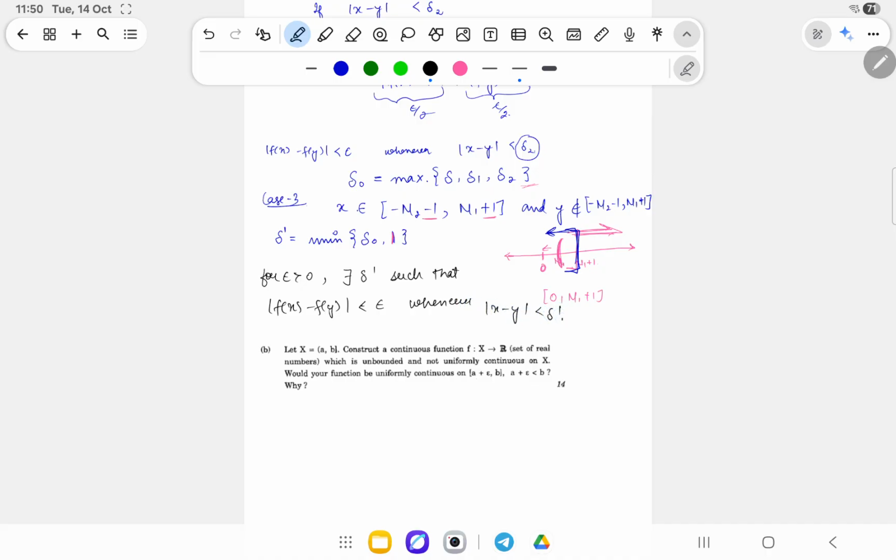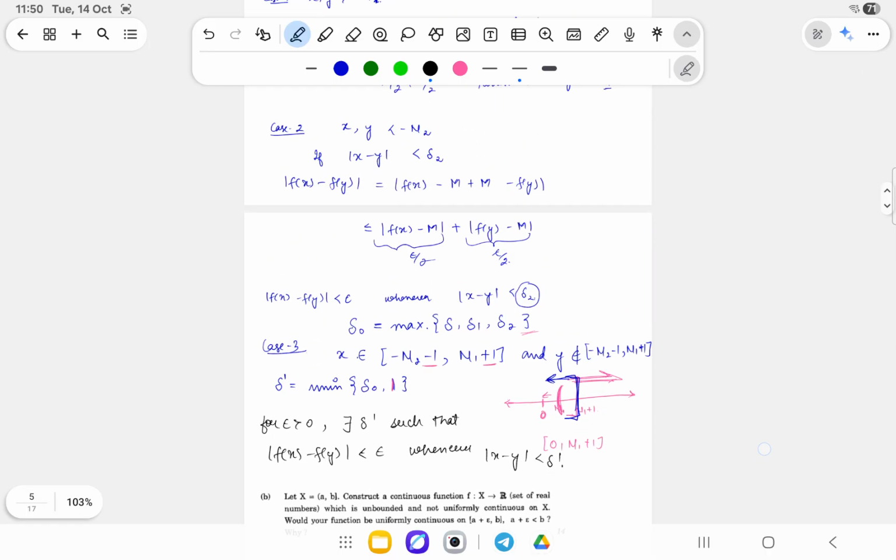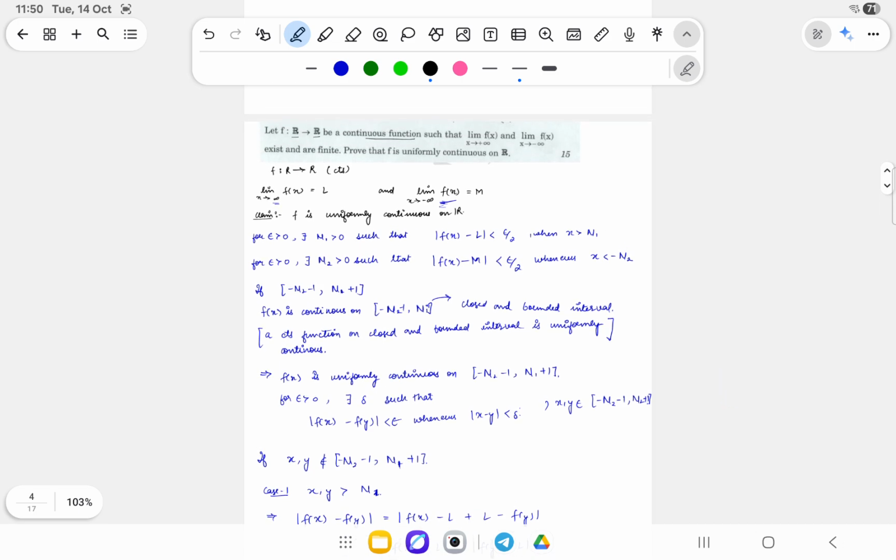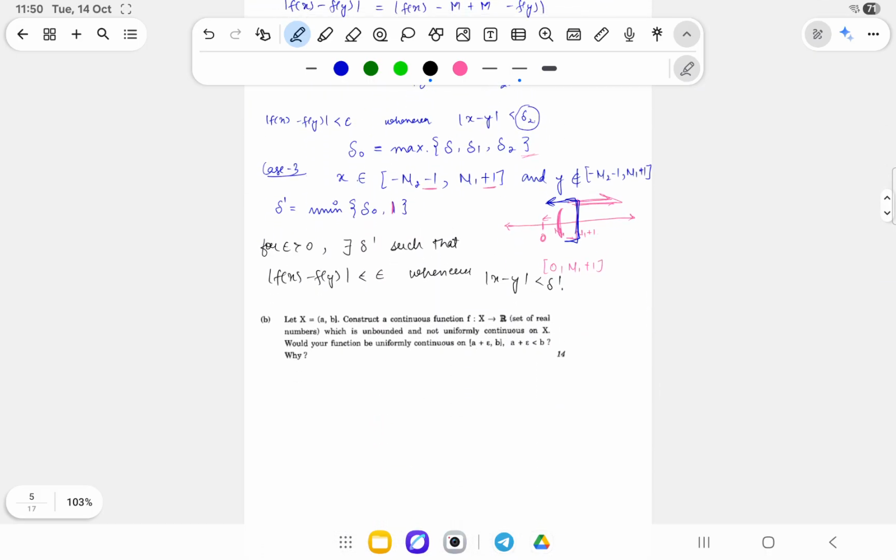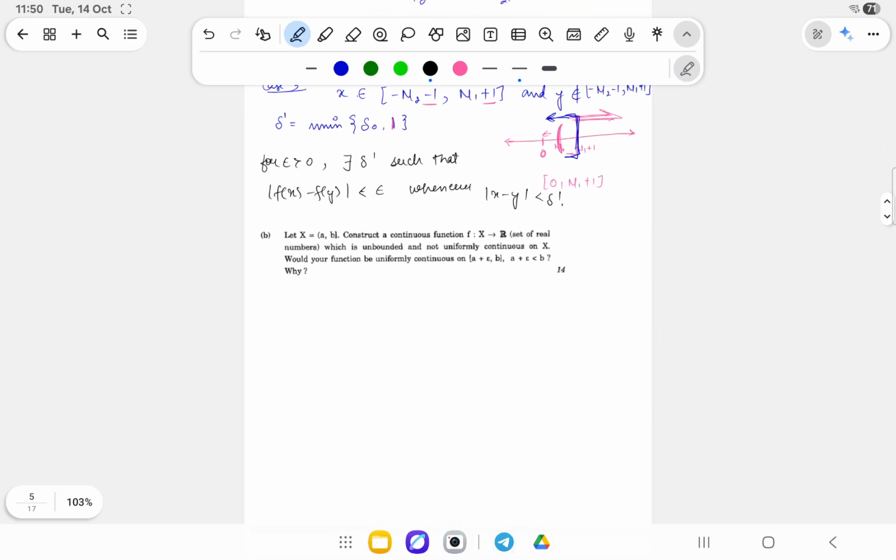whenever mod of x minus y is less than delta dash. So this basically proves uniform continuity whenever the function is continuous throughout the real line and both the limits at endpoints exist and are finite. So let's move on to see the next question.